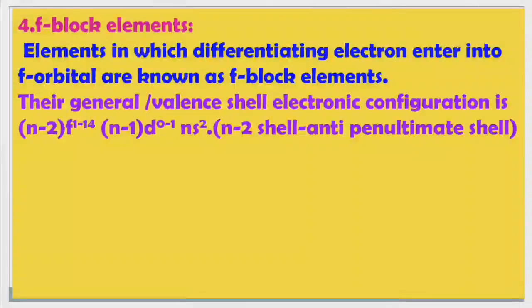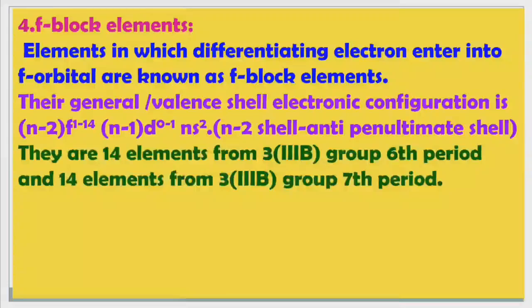The general or valency shell electronic configuration is very important for f block elements: (n-2)f1 to 14, (n-1)d0 to 1 and ns2. Already we discussed that the (n-1) shell is the penultimate shell and the (n-2) shell is the anti-penultimate shell. The last but one shell is the penultimate shell and the last but two shell is the anti-penultimate shell. The last shell is the valency shell.